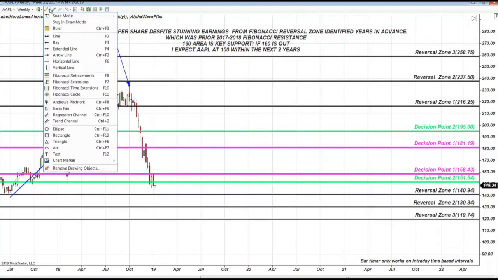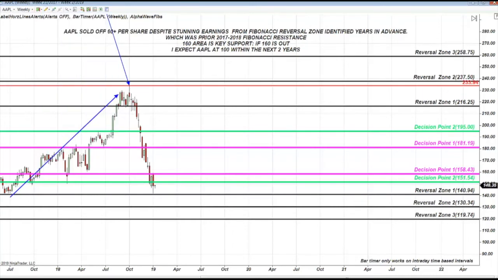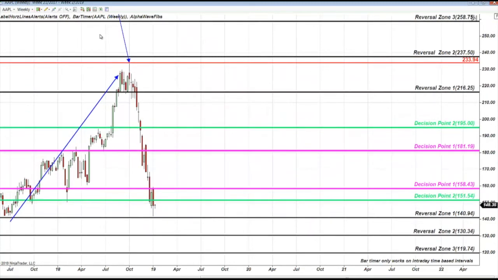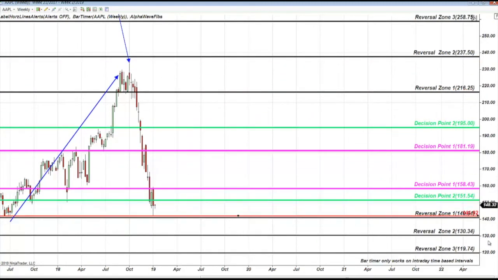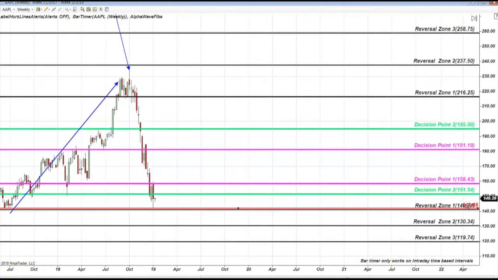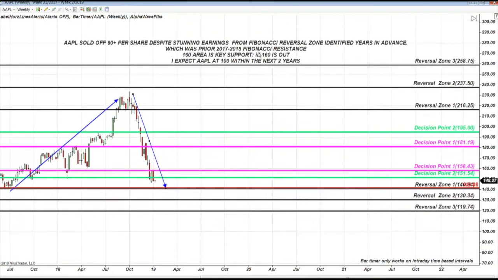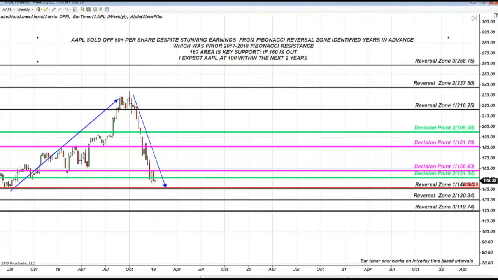From 233 on Apple until 140 plus. Ouch, ouch, ouch. $90+ sell-off. Spectacular earnings don't mean a thing. Fibonacci reversal zone, identified months in advance before the earnings, means everything. Bullish correction only on Apple. I expect 100 within the next 2 years.